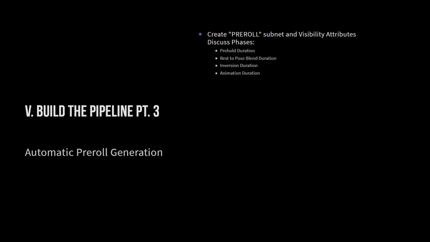Okay, so let's take a look at a few of the concepts that will be covered in this pre-roll series. So the first one is we are going to create a pre-roll subnet and visibility attributes so that when we select our pre-roll and we're adjusting certain parameters like the pre-hold duration, the rest of pose duration, the inversion duration, the animation duration, we can actually see what's happening because the last thing that we want to do is be adjusting one node somewhere and having to render another node somewhere else, or like let's say handling all of our file imports across our network.